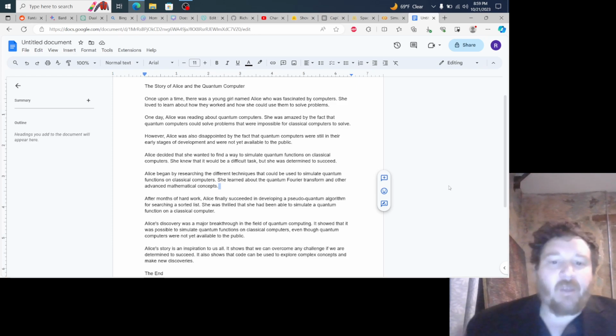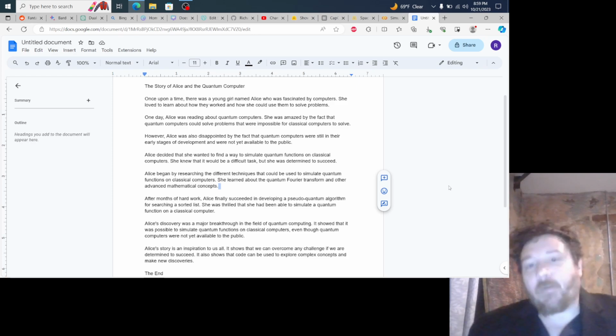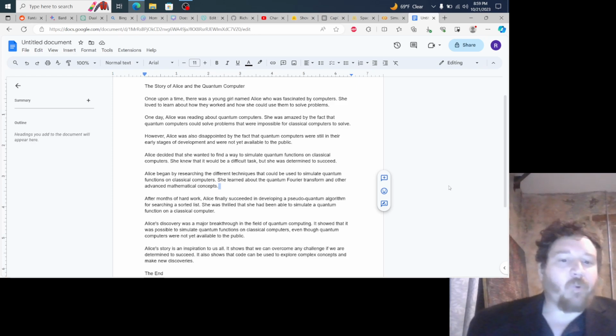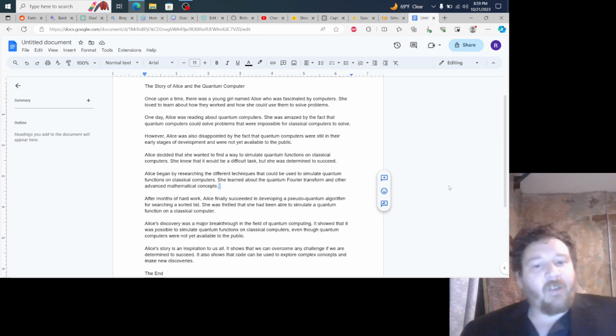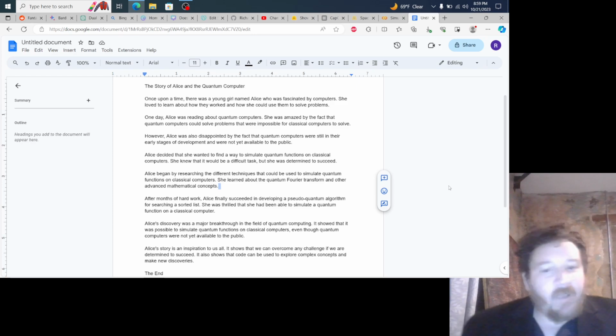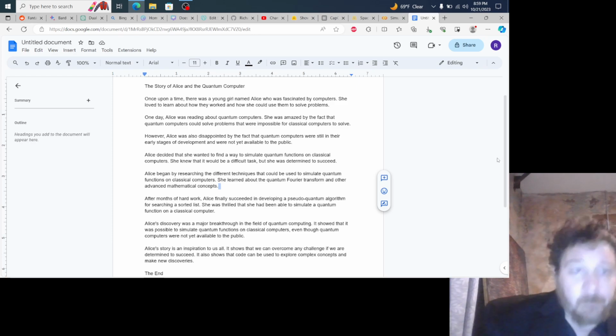Alice's discovery was a major breakthrough in the field of quantum computing. It showed that it was possible to simulate quantum functions on classical computers, even though quantum computers were not yet available to the public. Alice's story is an inspiration to us all. It shows that we can overcome any challenge if we're determined to succeed. It also shows that code can be used to explore complex concepts and make new discoveries.